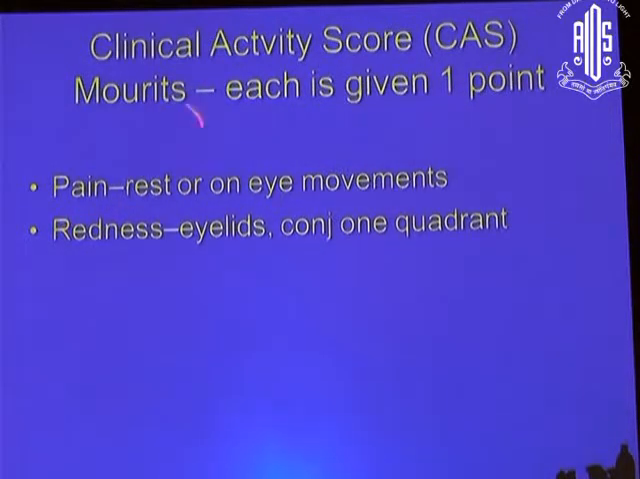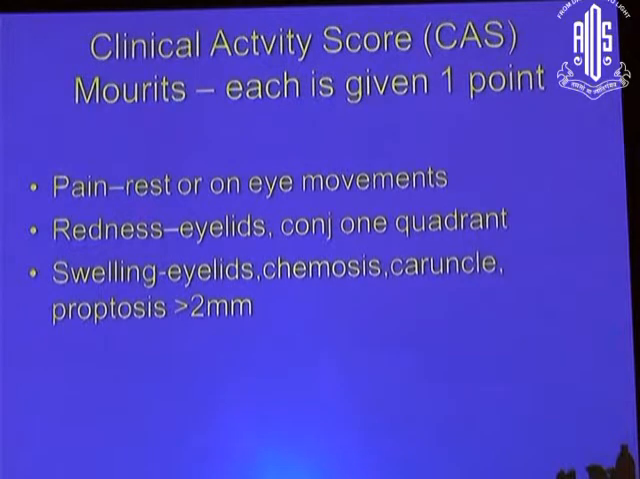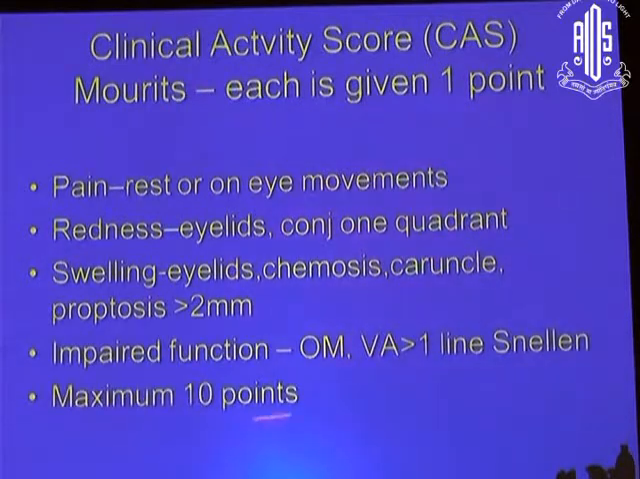CAS, done by Mourits, he was in Amsterdam and not there now. He moved his workplace. And each one is given a score of 1 and the maximum is 10 points. So at each clinic visit you can say 2 out of 10, 3 out of 10, 6 out of 10. That gives you a rough idea whether the disease is getting worse or better.